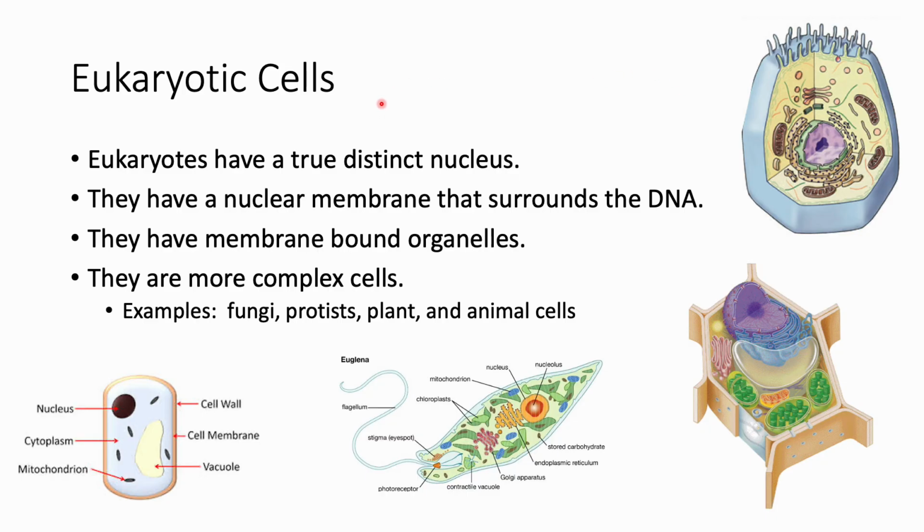Eukaryotic cells, you do have a true distinct nucleus, and then the DNA material would be found inside the nucleus. Eukaryotic cells have nuclear membranes that surround the DNA. Eukaryotic cells also have organelles that have a membrane surrounding them. The eukaryotic cells are definitely more complex. This would include your fungi, protista, plants, and animals.